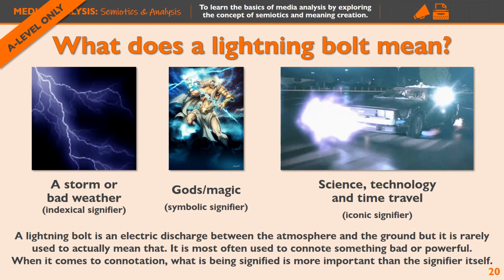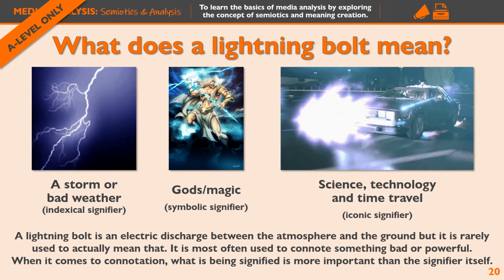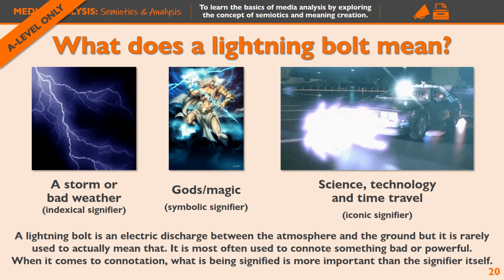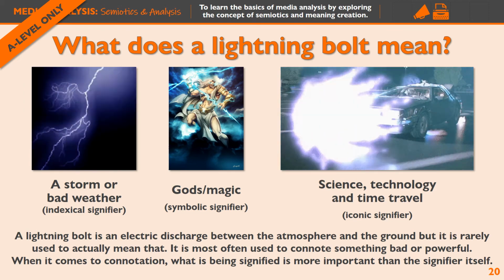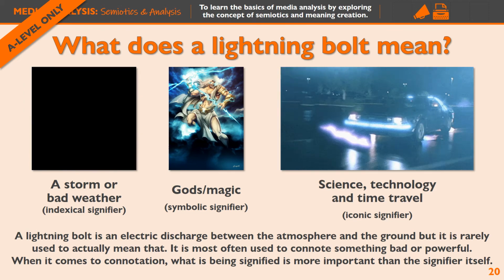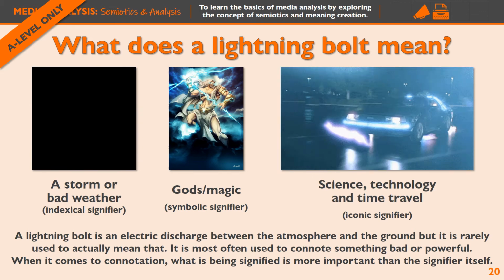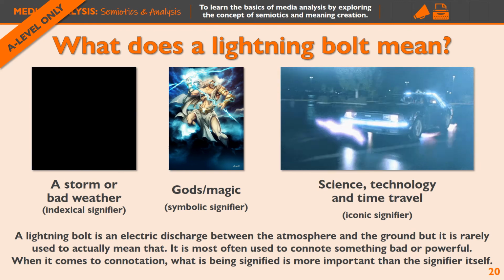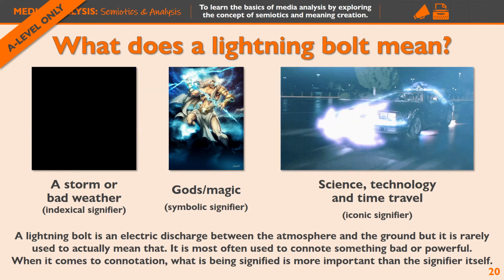I suppose if you're watching a weather report, at the end of the news, and they've got a lightning bolt on the map, yes, that is to denote that a storm or lightning will be there, an electrical discharge between the atmosphere and the ground. But there are rarely any other examples in the media where a lightning bolt is actually used to signify lightning. It is most often used to connote something bad, something powerful, or something technological.